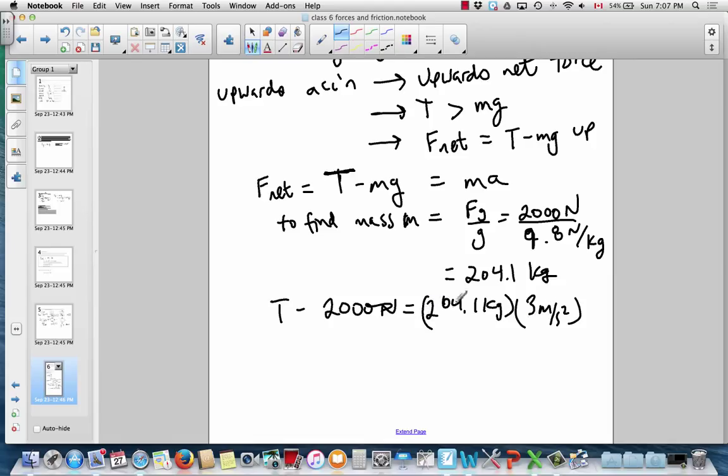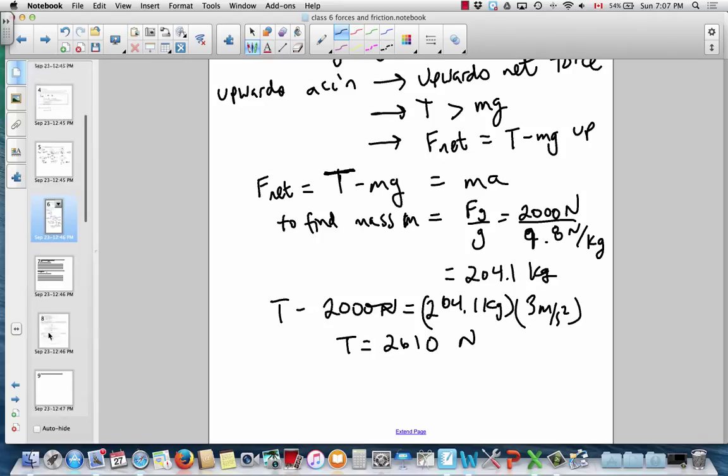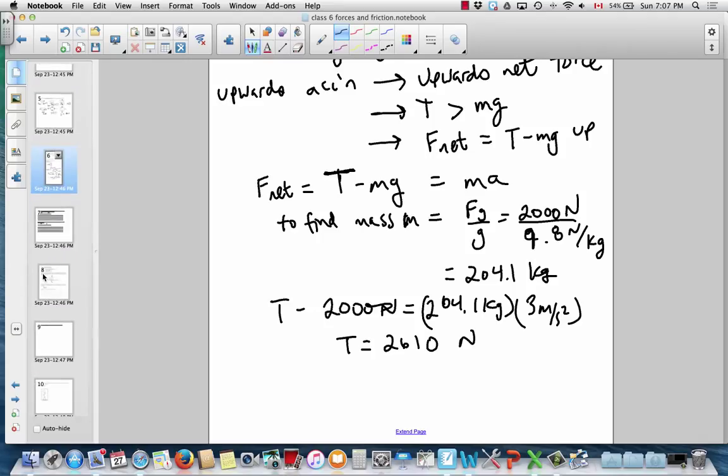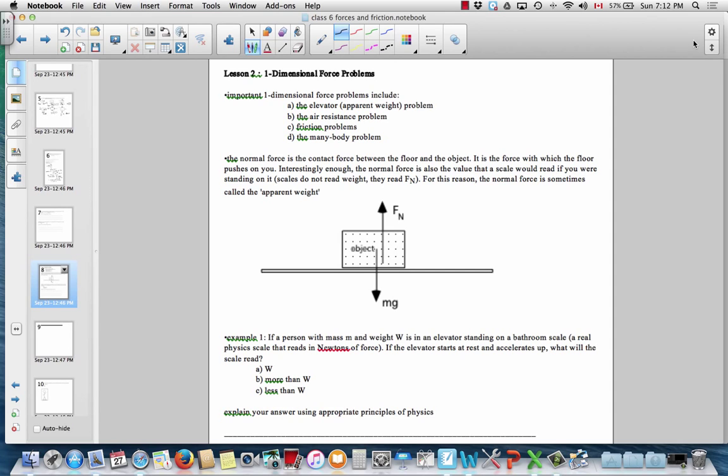So multiply those two together, bring the 2,000 over by addition, and you get 2612 newtons, or to 3 significant digits, 2610 newtons of tension in that rock in order to make it accelerate upwards. Okay, so that's our first dynamics problem, and we'll just mention a few more dynamics problems here.